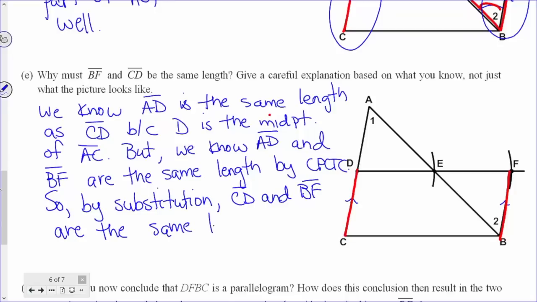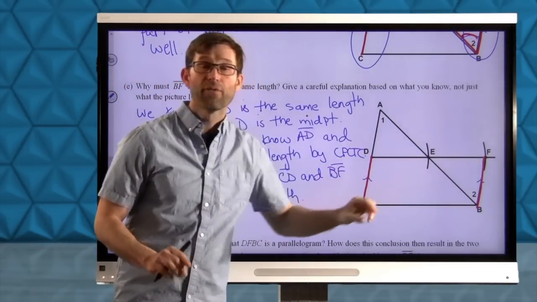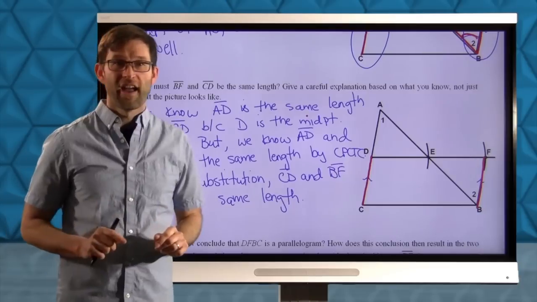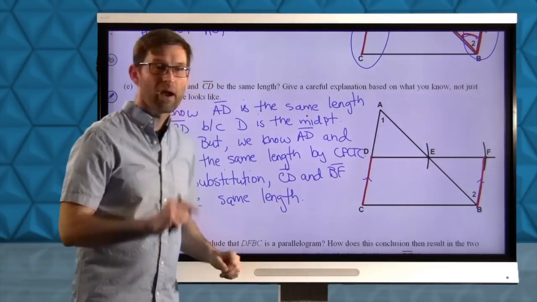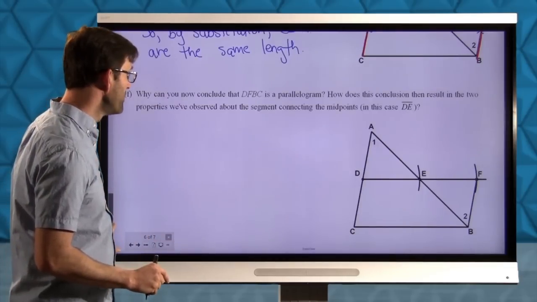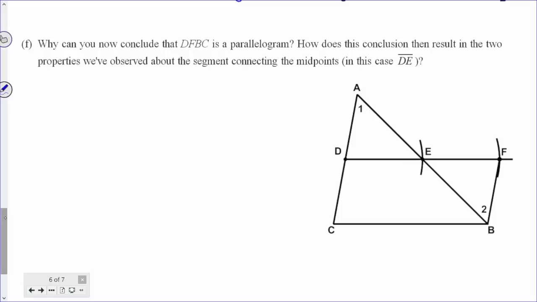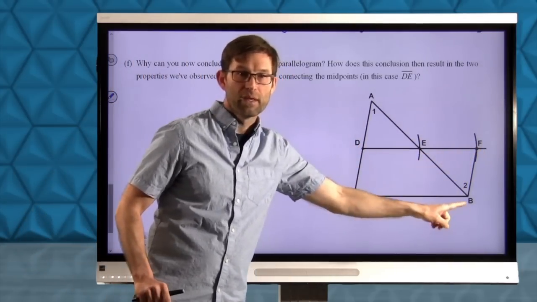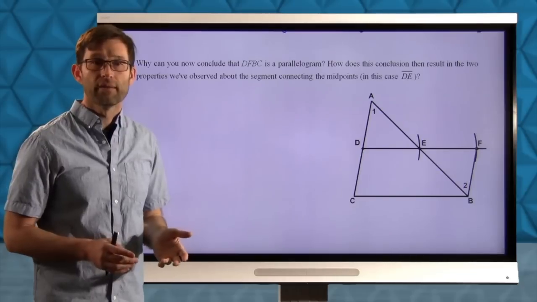Oh, wait a second, this is cool. Why is this cool? Because we now know that CD and BF are both parallel and the same length. CD and BF are parallel and they're the same length. All right, pan up just a little bit. Why can you now conclude that DFBC is a parallelogram?